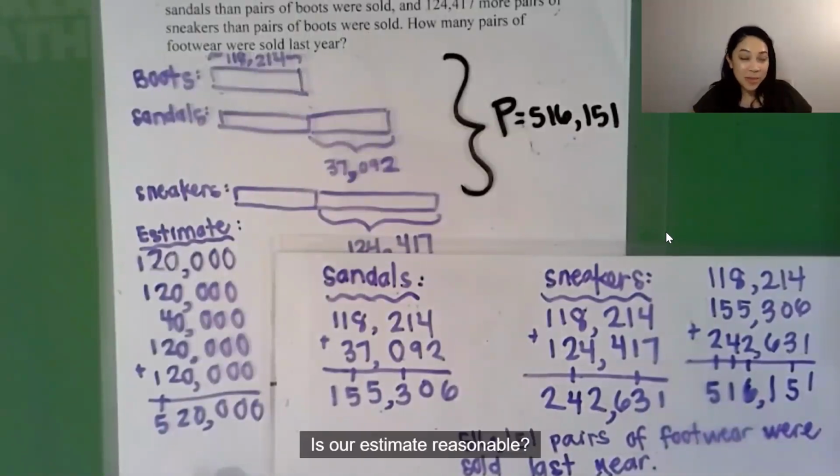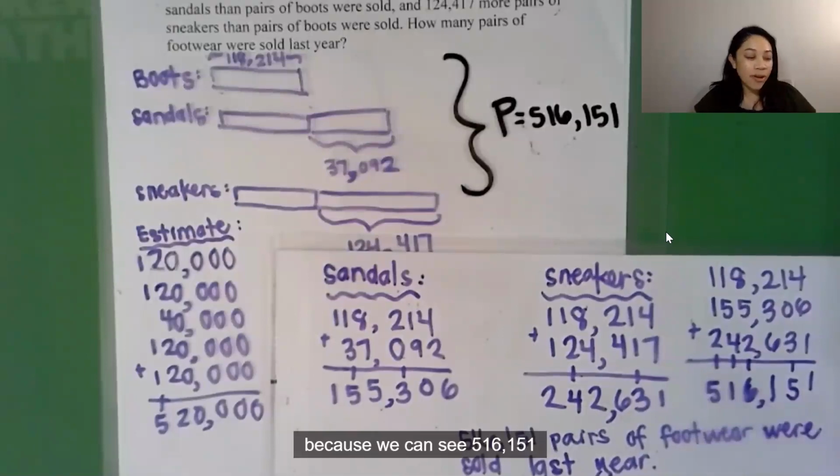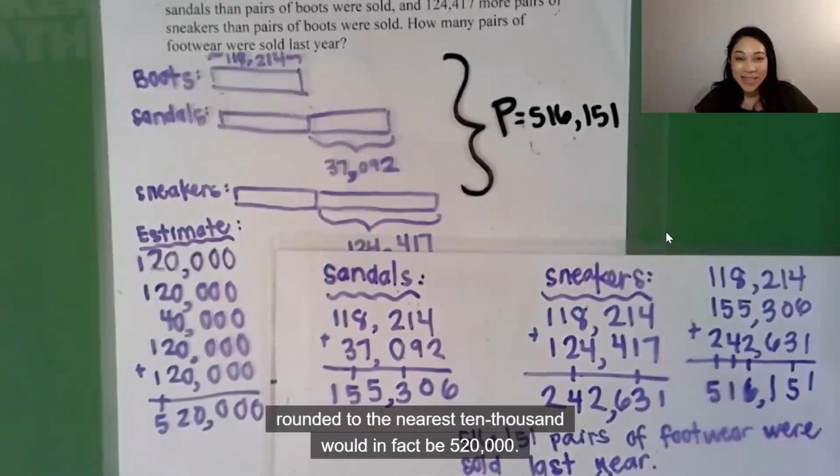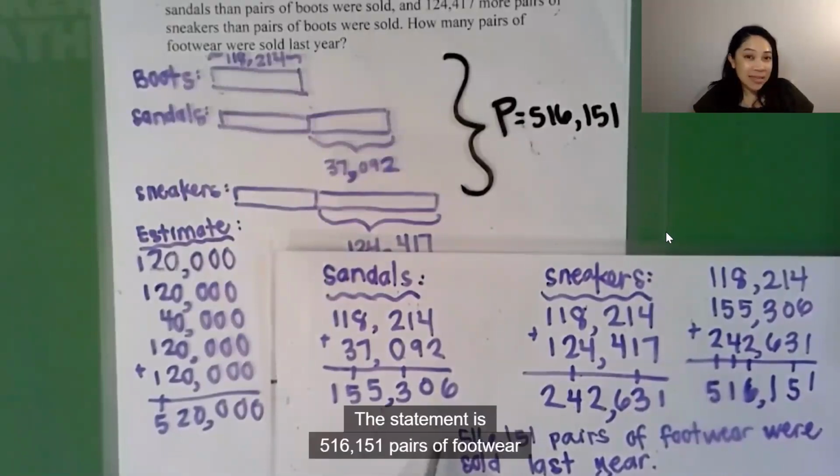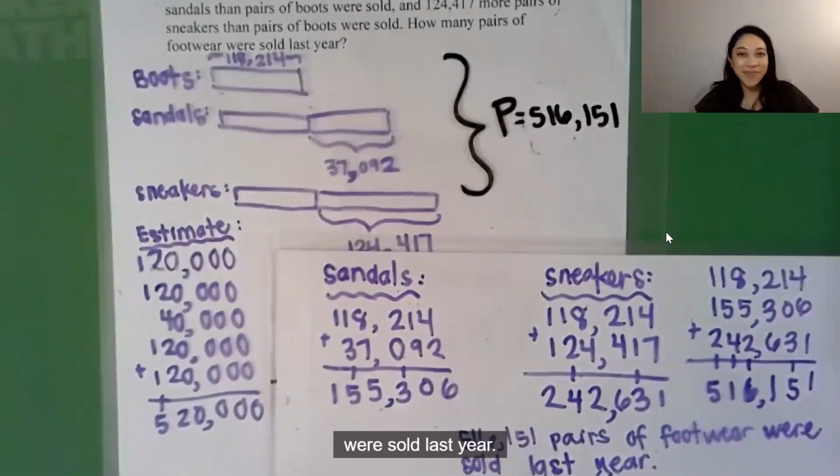Let's return now back to our estimate. Is our estimate reasonable? Yes, it is. Because we can see 516,151 rounded to the nearest 10,000 would in fact be 520,000. So our statement here answers the question. The statement is 516,151 pairs of footwear were sold last year.